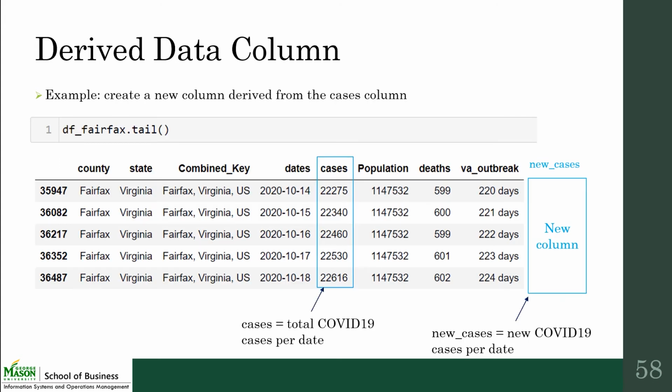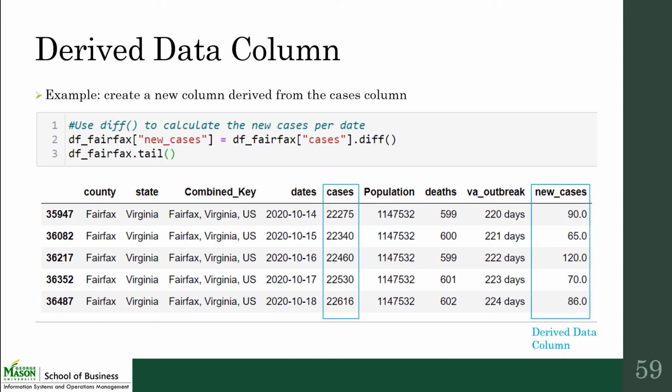To be clear, the cases data column represents the total number of reported COVID-19 cases per date. By applying this method on the cases data column, the total cases in time 1 will be subtracted from the total cases in time 2. And the difference is the new COVID cases reported per date, rather than the total number of COVID cases recorded to date. The result of the diff method can be seen on the last column.